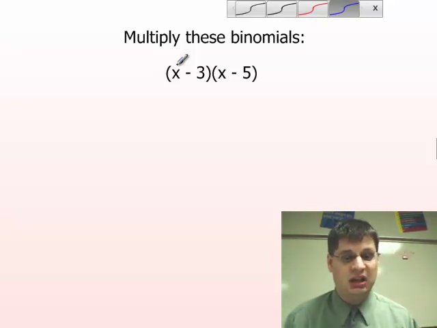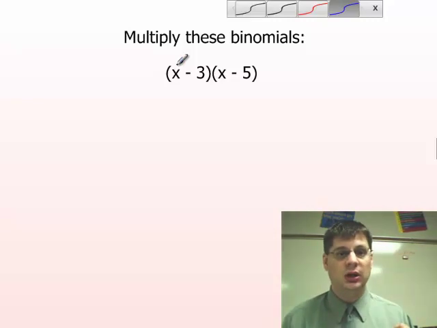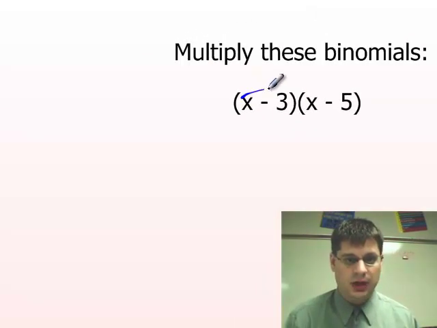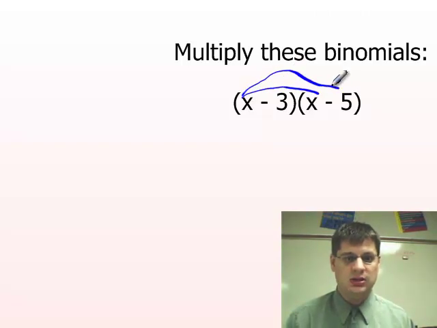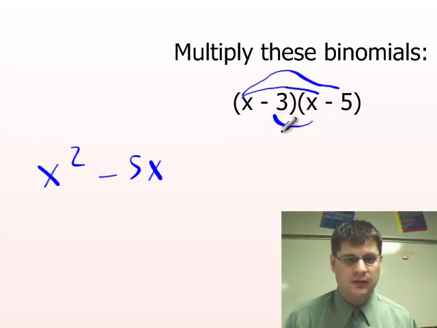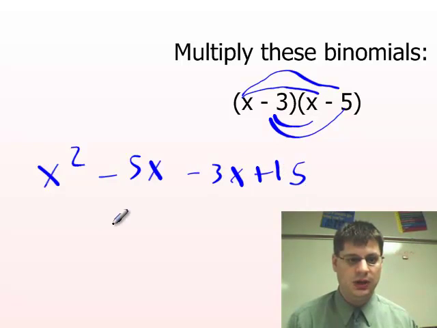And that FOIL thing breaks down once we throw in trinomials or, you know, anything that has more than two terms. So I want you to view it differently. So we're going to take the x term and we're going to distribute it both to the x and to the negative 5. So that will yield x squared minus 5x, and now we're going to distribute the negative 3 to both terms. So that's going to be negative 3x plus 15.